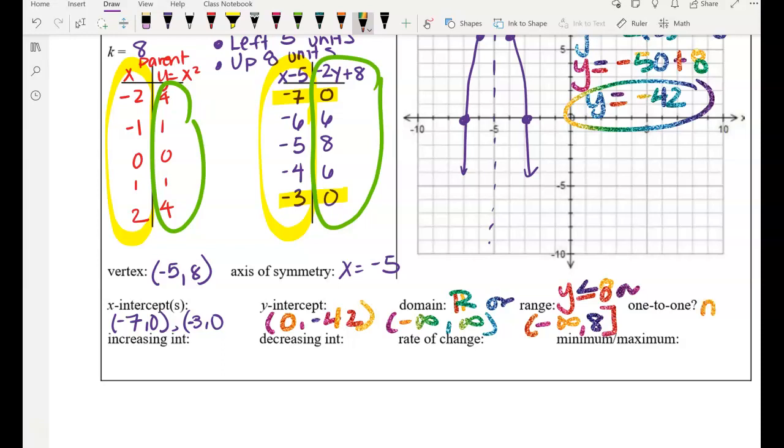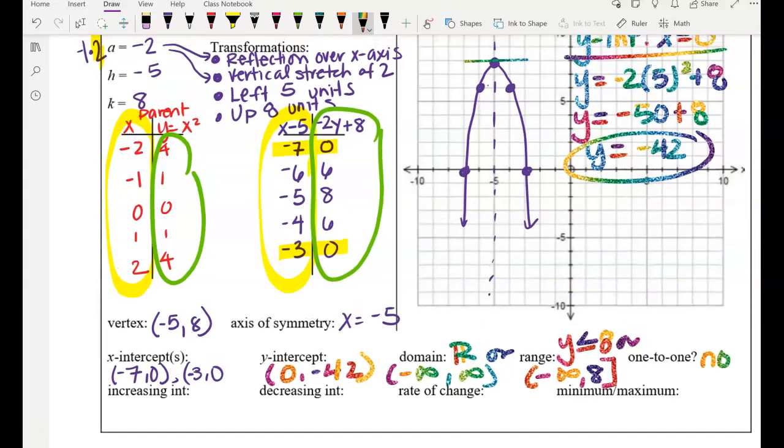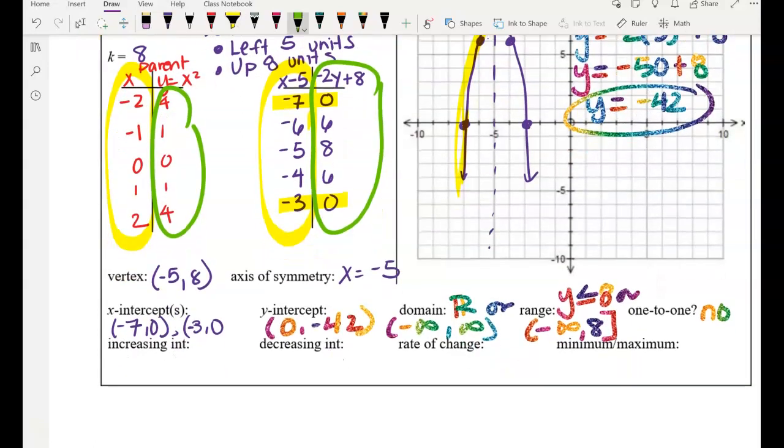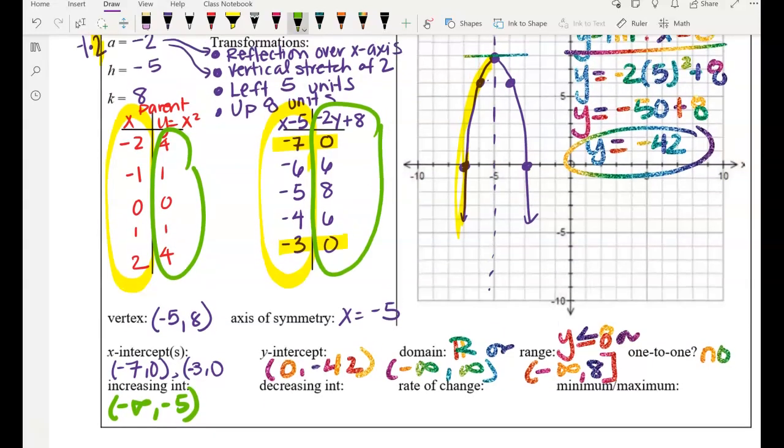Is it a one-to-one? Nope, not parabolas. Increasing interval is now going to be on this side because that's going up. Okay, so increasing is going to be from negative infinity to negative 5. Decreasing is going to be on the other side from negative 5 to positive infinity. Rate of change, we will say this varies. And we have a maximum value, and the highest y value is 8.